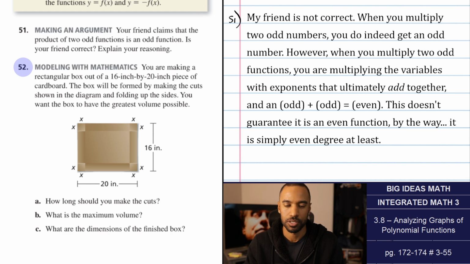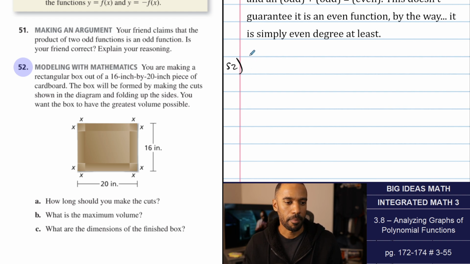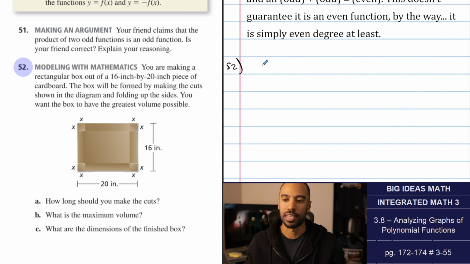Okay, number 52. Modeling with mathematics. You are making a rectangular box out of a 16-inch by 20-inch piece of cardboard. The box will be formed by making the cuts shown in the diagram and folding up the sides. You want the box to have the greatest volume possible. So we've seen questions where we did the cutting and folding up stuff. It says how long should you make the cuts?